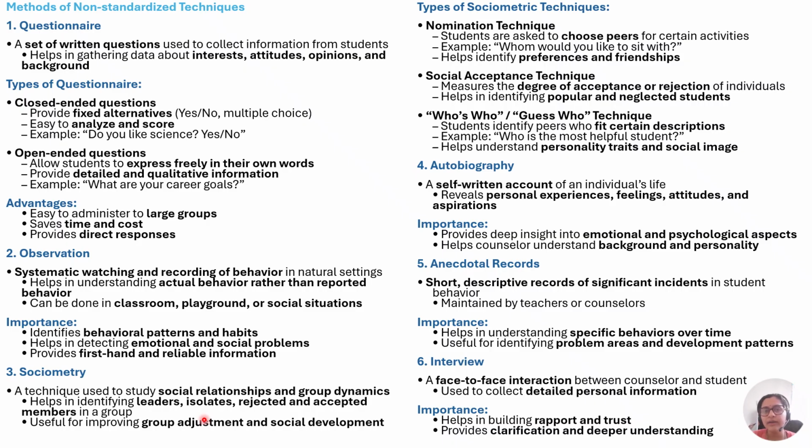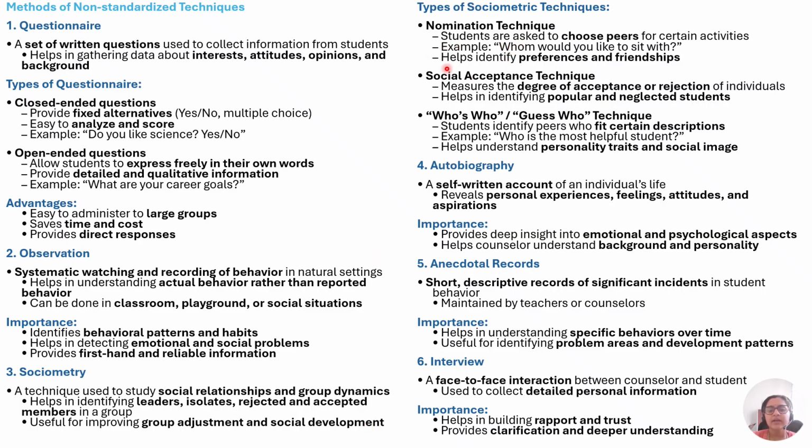Isolates are people who are always in their own world. If they are isolated, rejected, and accepted members of the group, they're useful in improving group adjustment and social development. So, what are the types of sociometric techniques?